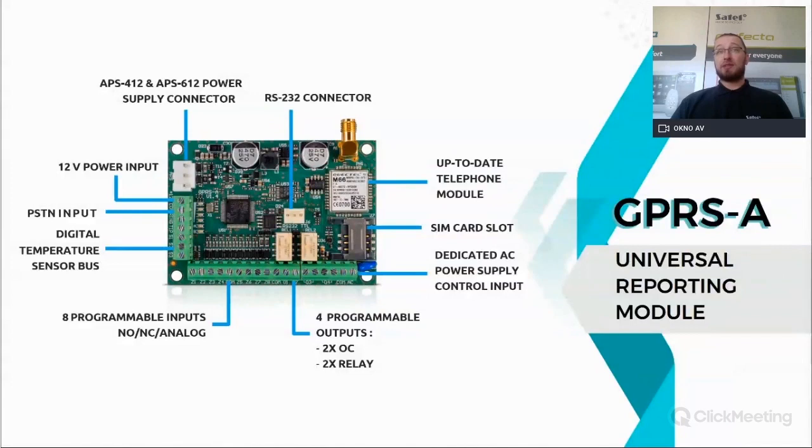Of course, a SIM card slot, self-explanatory, and a telephone module on board. Also, you will see that we are using this one, but there is also a GPRS-A LTE, which has a different modem on board. And of course, on the right top corner, you have the antenna connector.